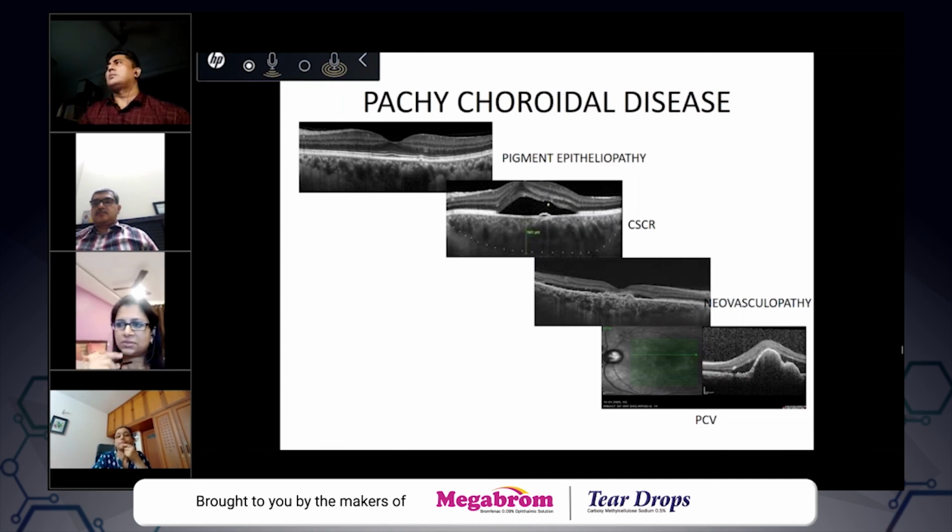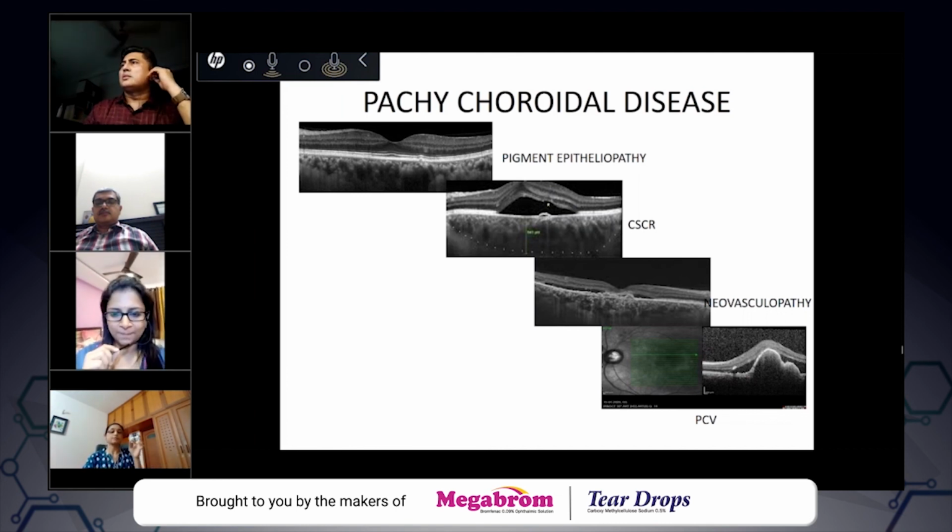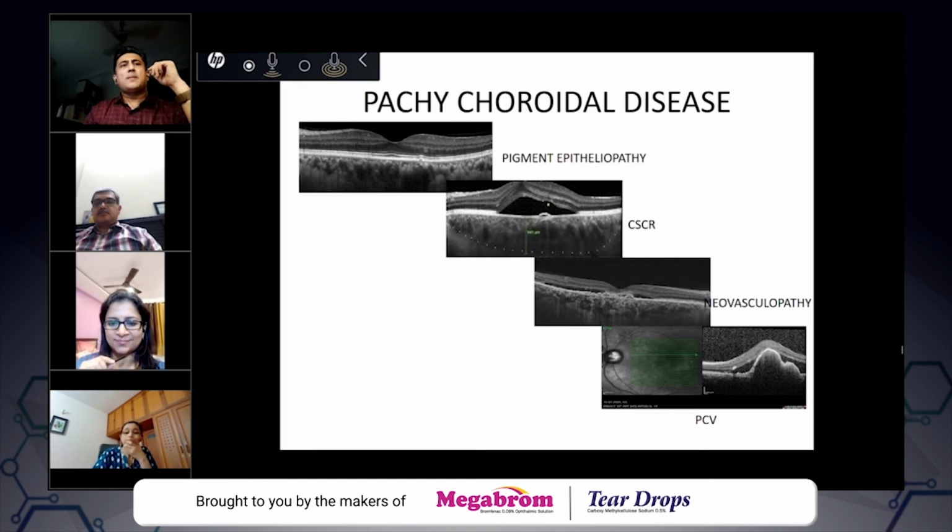There is one question in the chat box. Difference in FFA picture in VKH and serpiginous choroiditis, is that? Yeah, sympathetic ophthalmia. Yeah, okay, that is definitely sympathetic ophthalmia. That history will be. See, you have to understand, no investigation can be interpreted with the investigation alone. It has to have a clinical correlation with your fundus finding. So most important is clinical findings.